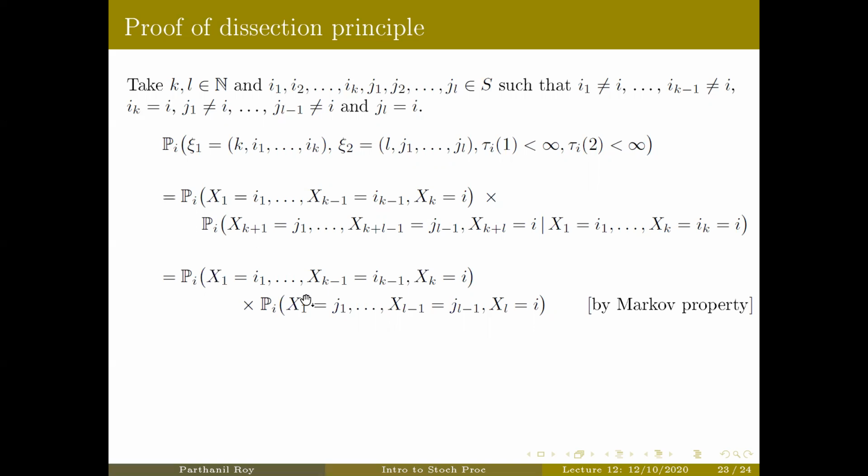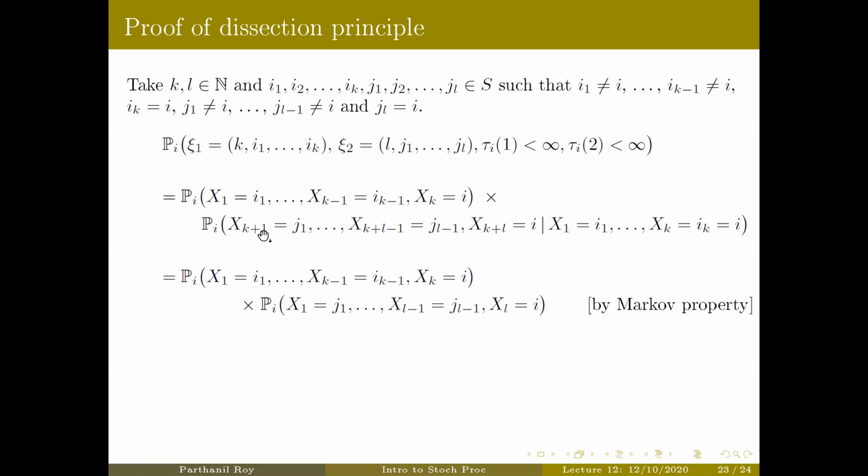So this would become x1, the next one will become x2 and so on. This will become xl minus 1, and this is xl. So all I'm saying is, because of Markov property and time homogeneity, or because of the time homogeneous Markov property, this conditional probability would be equal to this unconditional probability. Okay, so this is, I would say, the crucial step of the proof, the use of Markov property and time homogeneity at the same time.